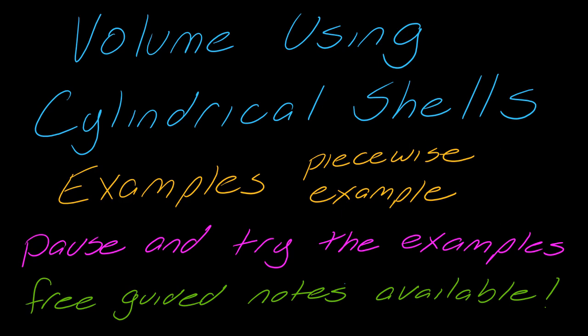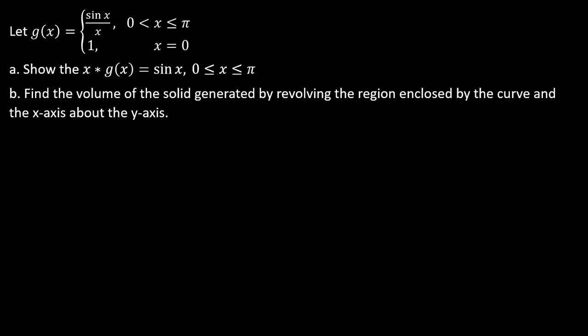So this is an example video to go along with my lesson video for volume on cylindrical shells. In this video, I'm going to go through this example. So this looks like a piecewise function. I've got this function g of x. This is sine of x over x when x is between 0 and pi, and then at 0, this equals 1.